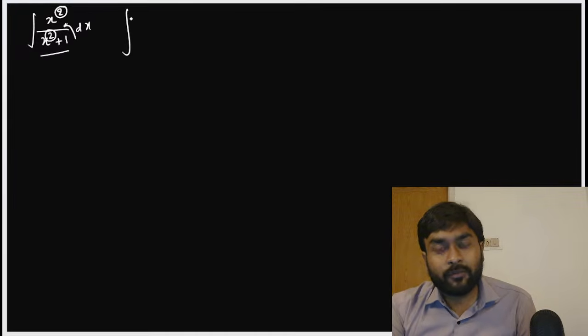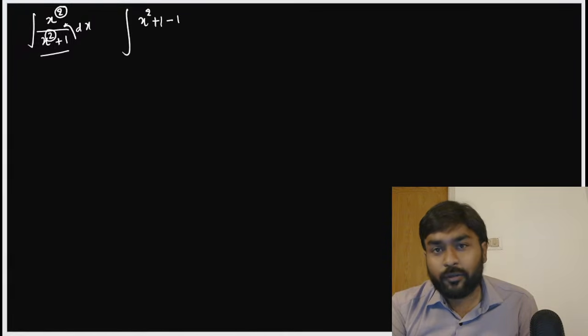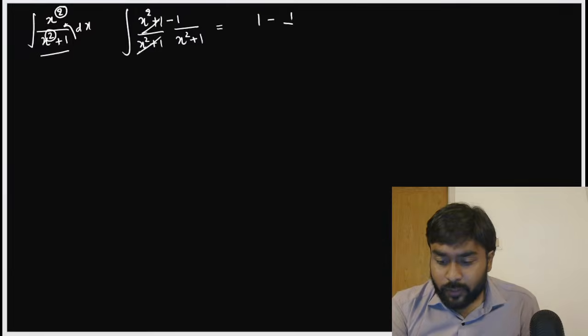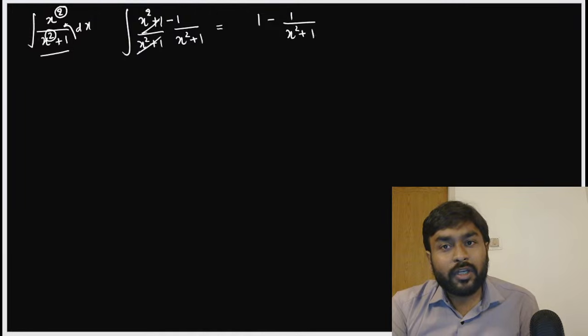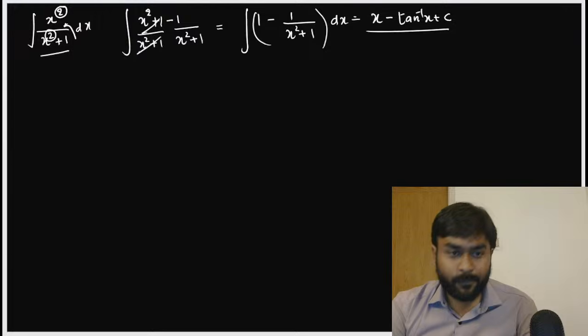So x square plus 1 we will create. If you write plus 1, then minus 1 is also important. Correct? So divided by x square plus 1, and here also x square plus 1. This and this will cancel. So this will become 1 minus 1 by x square plus 1. Now you can easily integrate. Integration of 1 is x, and integration of 1 by x square plus 1 is tan inverse x, plus c. Like that we will integrate.